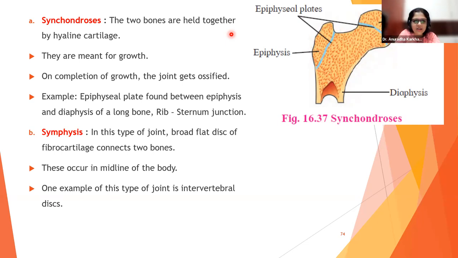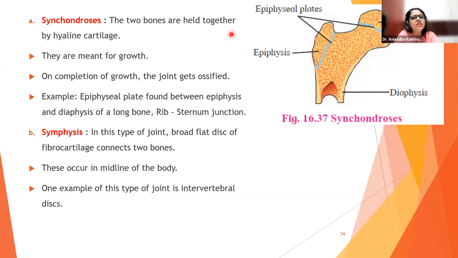That is hyaline cartilage. So in synchondrosis, the bones are held together with the help of hyaline cartilage. They are again meant for growth. Just as sutures were meant for growth, even synchondrosis is meant for growth. On completion of the growth, the joint gets ossified. Example: epiphyseal plate found between epiphysis and diaphysis of long bone, rib and sternum junction, etc.